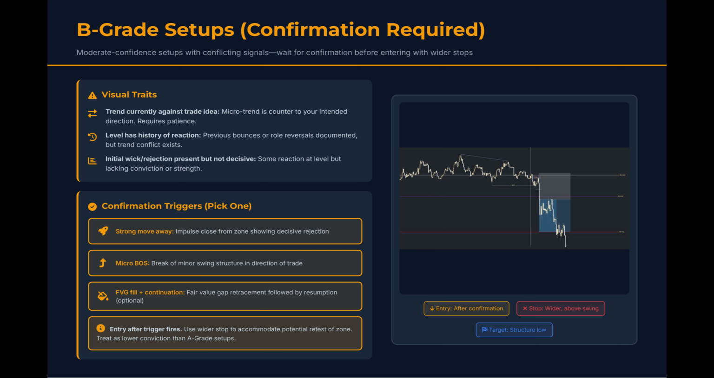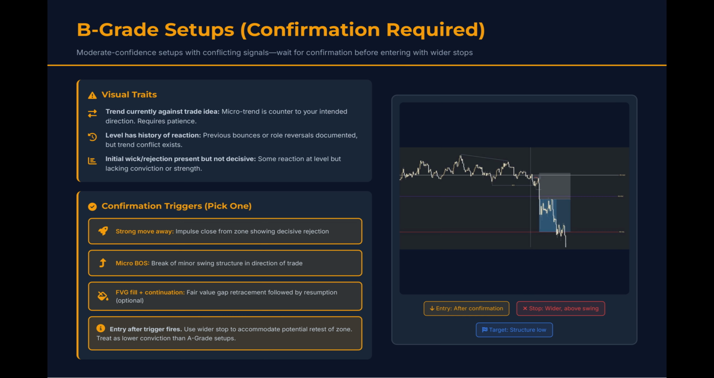The second option is a micro break of structure in your trade direction. On the 1-minute chart, if you're going long, you wait for price to break a minor swing high, even if it's just a small 5-point swing. This shows buyers are winning the battle despite the broader bearish trend. For shorts from the previous day's value area high, you wait for a break of a minor swing low.